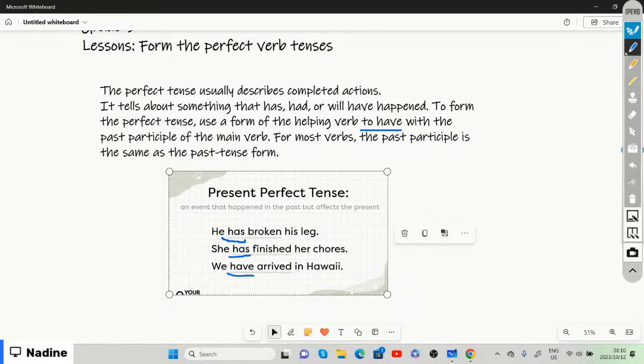So this is basically the present perfect tense, and it is an event that happened in the past, but it affects the present. So he has broken his leg: broken being the main verb, has being the helping verb. So has broken. She has finished. And we have arrived in Hawaii.